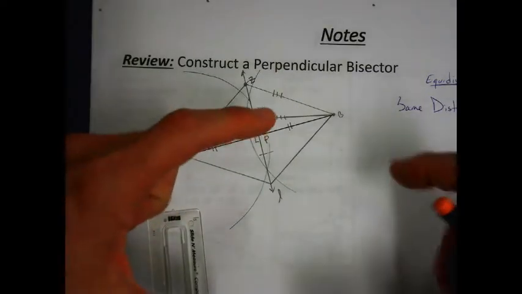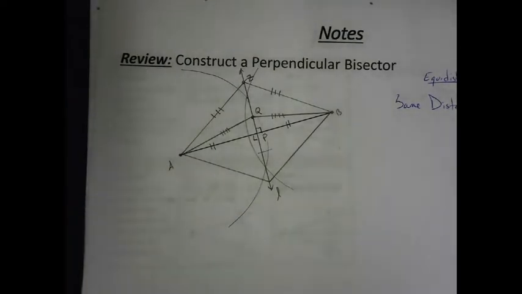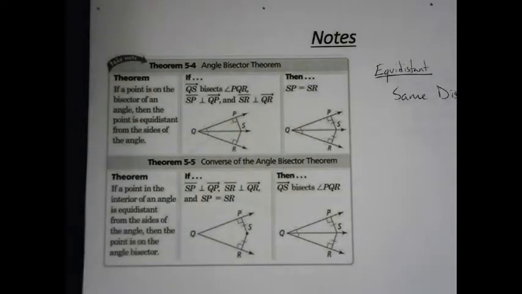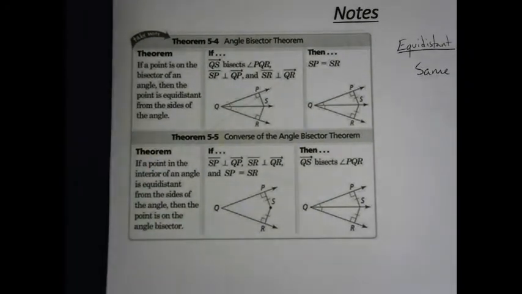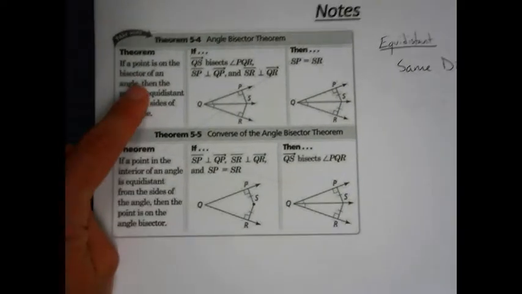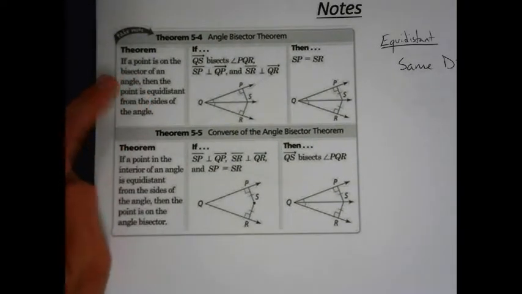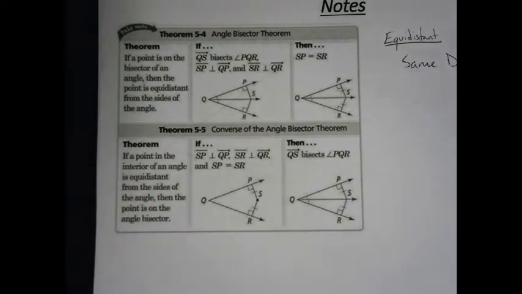Full circle. Anyway, that's the whole note for perpendicular bisector theorem. But we're not done with bisectors because we've got angle bisectors as well. So we have the angle bisector theorem, okay? If a point is on the bisector of an angle, then the point is equidistant from the sides of the angle. Holy cow. Now, we have again that word equidistant, okay?